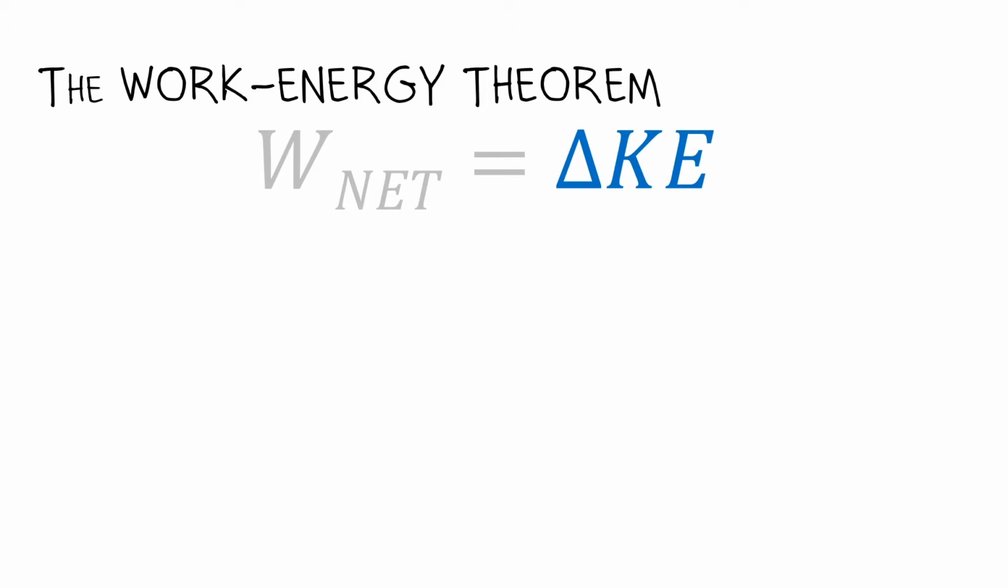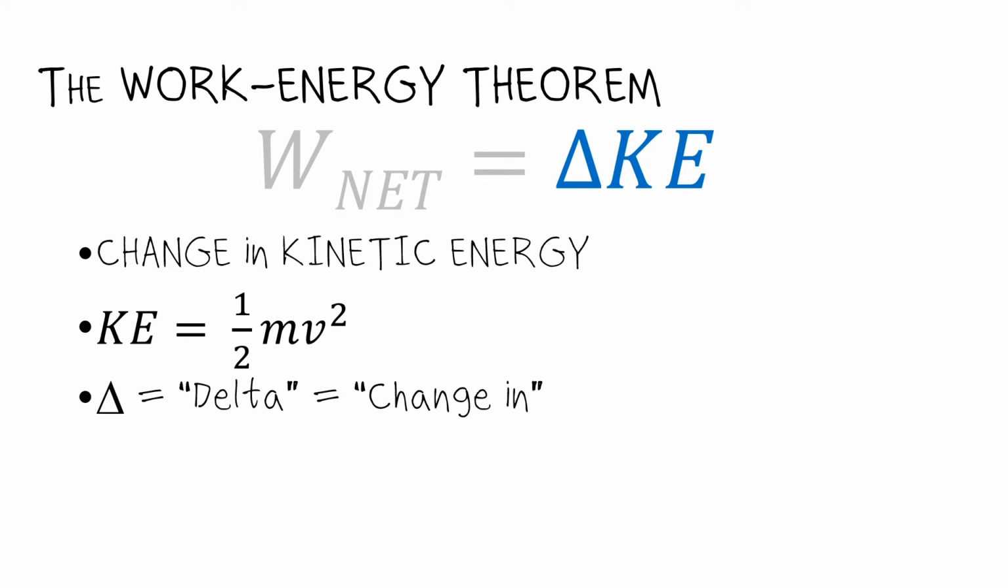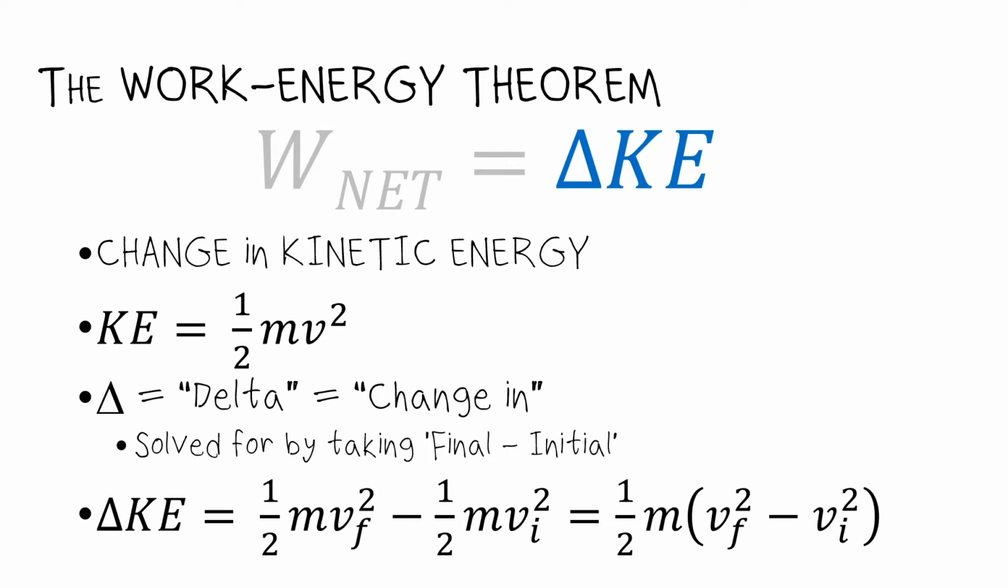On the other side of the equation is the triangle KE, the change in kinetic energy. And this goes back a little bit into the series on work, energy, and power. Kinetic energy, if you remember, is 1/2 times mass times the square of the speed. And delta, we've talked about on and off in this channel, it means change in. So when you put that in front of a variable like that, you solve for the change in something by taking the final value minus the initial value. Expanding it all out, change in kinetic energy can be written as 1/2 m vf squared minus 1/2 m vi squared.